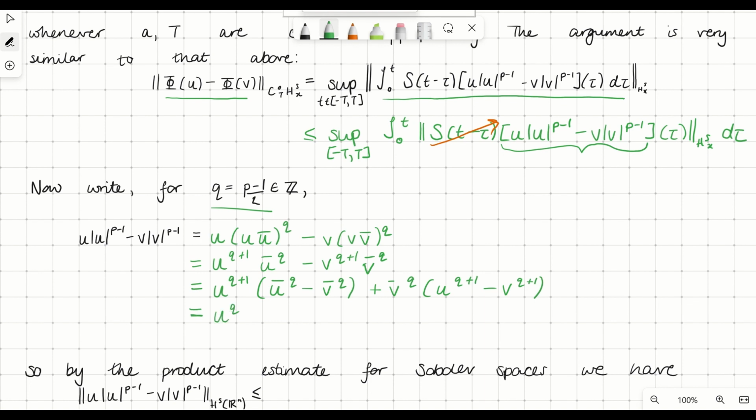So we have u^{q+1} times (ū^{q−1} plus v̄ ū^{q−2}, and so on up to v̄^{q−1}) times (ū minus v̄).